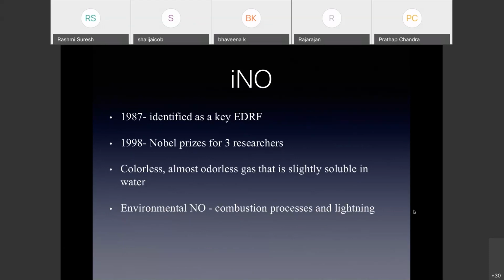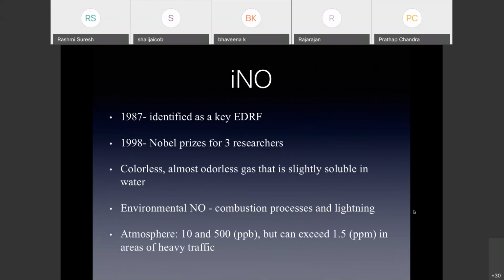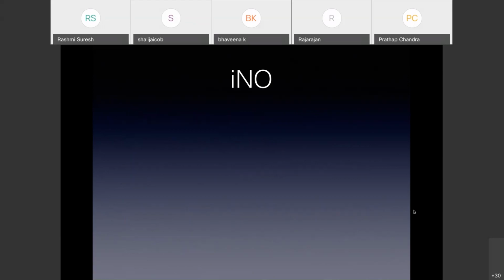And in metropolitan places like Delhi, for example, the concentration of nitric oxide in the environment is very, very high. And in the atmosphere, it is present in between 10 to 500 parts per billion. But as I said, if the traffic is very, very heavy, it can exceed 1.5 parts per million in those cities, Delhi, India.